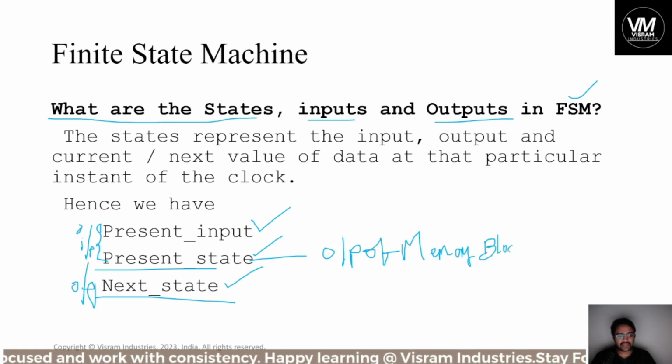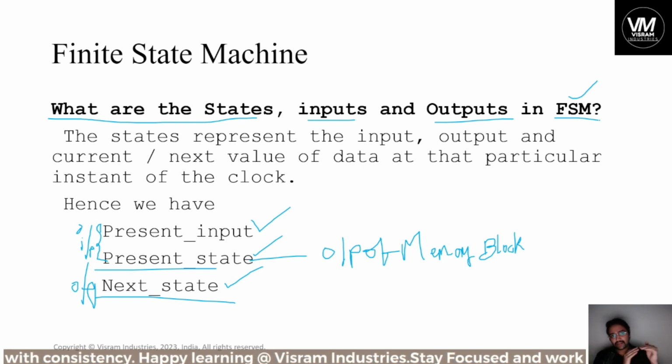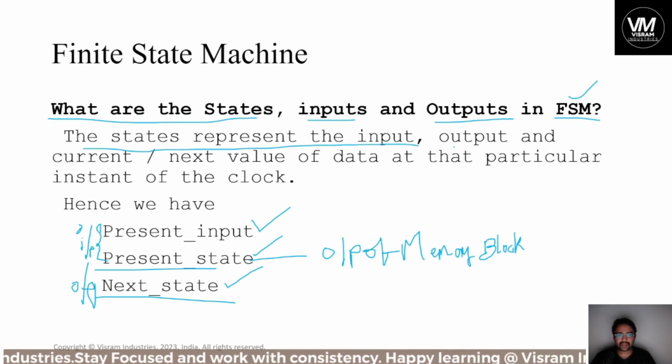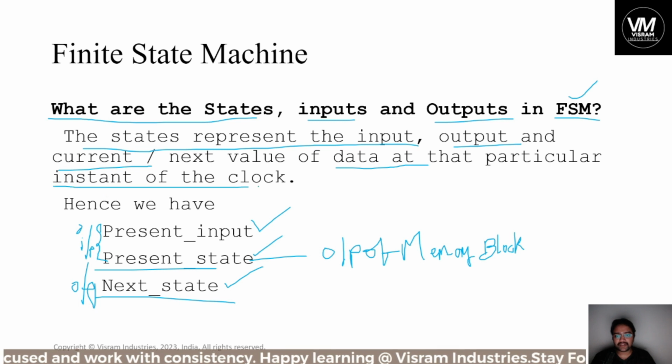So, a quick reminder, for FSM what do we have? We have inputs, outputs, and also clock and reset for the memory block. And what are the internal blocks? Starting from the memory block, next state block, and output block. That's what we are talking about. I'll explain in the next part. The states represent the input, output and current or next value of the data at a particular instant of time.